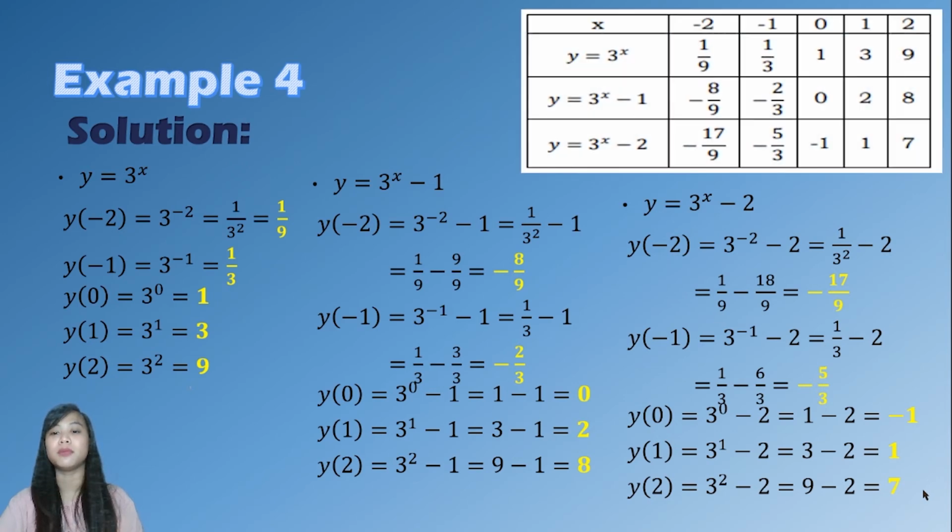So writing it in the table, we have this table. We have from negative 2 to positive 2, the set of your x values or your domain. Then for y equals 3 raised to x, we have 1 over 9, 1/3, 1, 3, and 9. These are the values of your y. For y equals 3 raised to x minus 1, we have negative 8 over 9, negative 2/3, 0, 2, and 8. These are the y values. And last, for y equals 3 raised to x minus 2, we have negative 17 over 9, negative 5 over 3, then negative 1, 1, and 7.